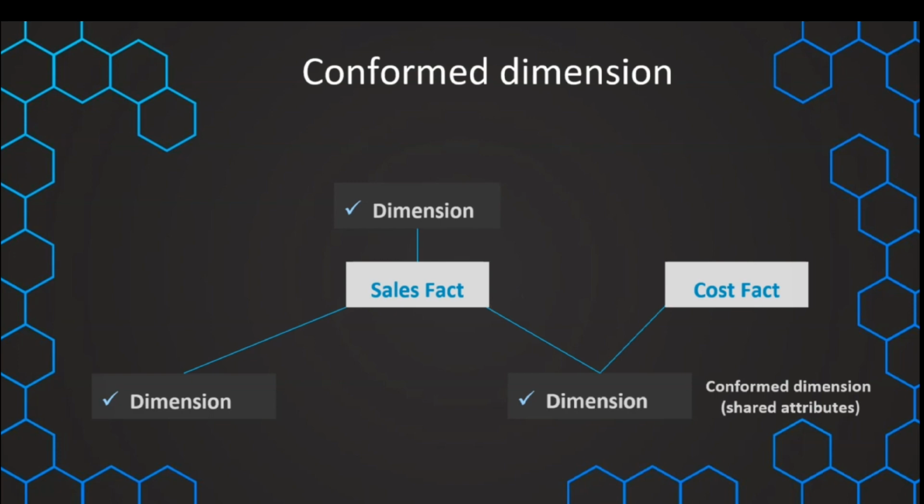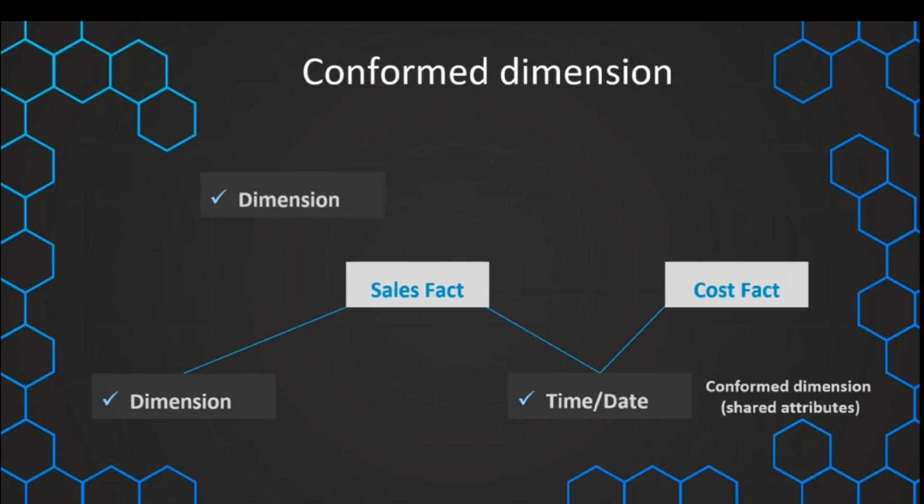So a dimension that shares the same attributes. For example, this is something that can be the date or the time, which is the most typical example for a conformed dimension. And now with that connection, with this conformed dimension, we can create a report or analysis that is comparing the sales and the cost fact. So we call this a drill across.